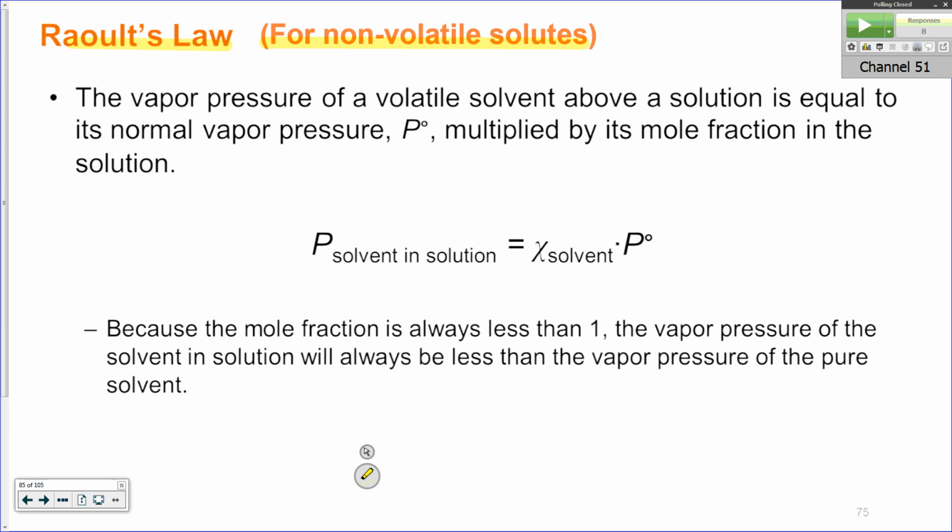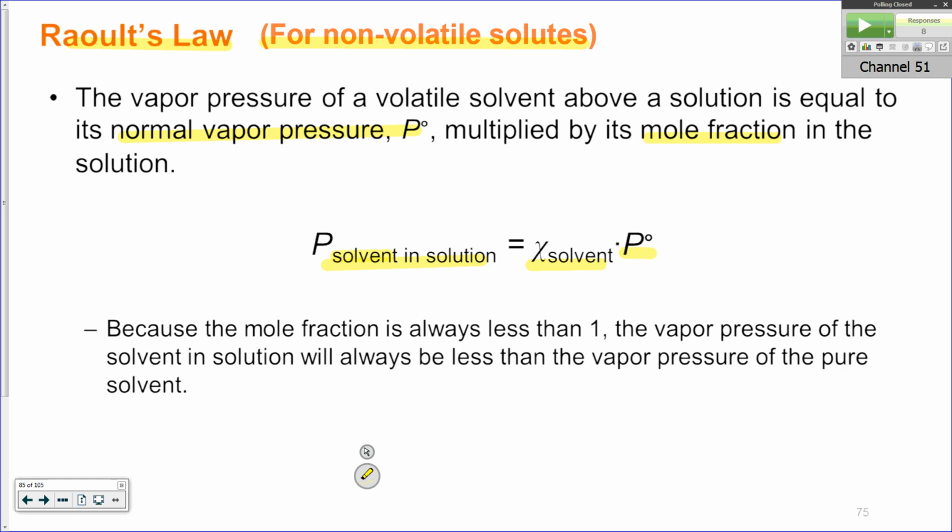So what happens to the vapor pressure is that the vapor pressure of the solution that contains this volatile solvent is equal to the mole fraction of the solvent times the vapor pressure of the pure solvent. So we know the normal vapor pressure of the pure solvent. We simply need to calculate the mole fraction. This was the chi that we did on the previous slides.